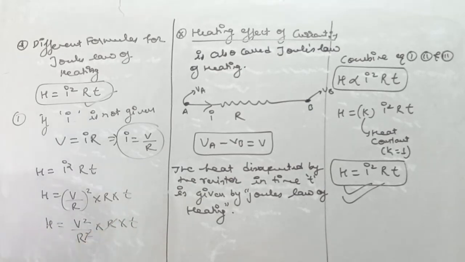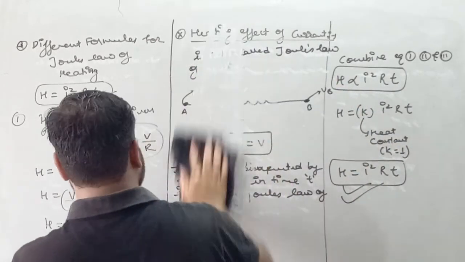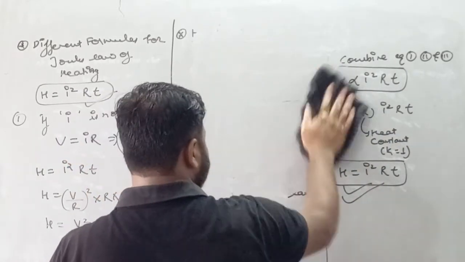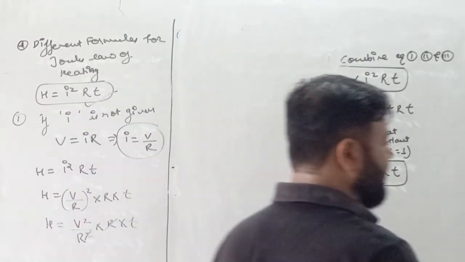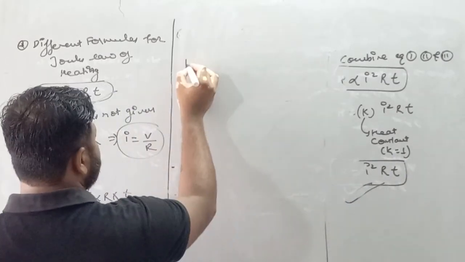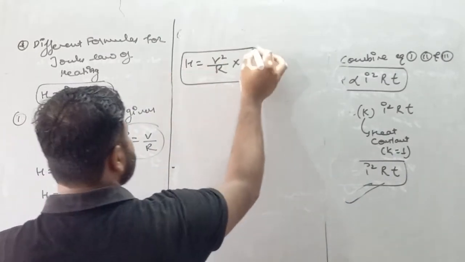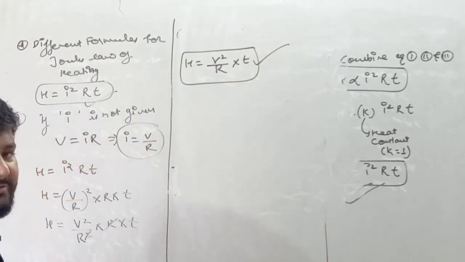One R and one R get cancelled. So we get V square by R into T. We get H is equal to V square by R into T. So this is one more formula of Joule's law of heating.